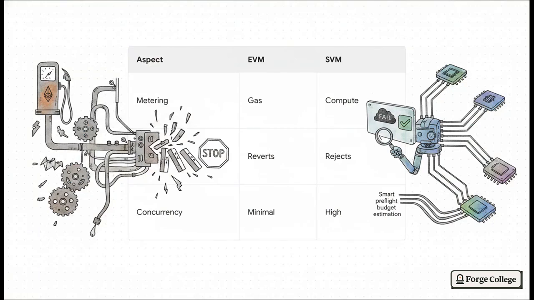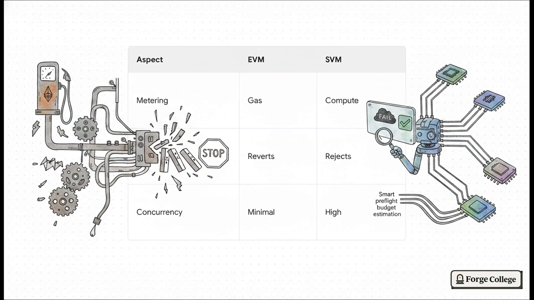Let's see how this builds into the economics of the system, because whether you're on a single-lane road or a huge multi-lane highway, somebody's got to pay for the infrastructure, right? Resource metering dictates how we account for the cost of execution so the whole network doesn't just grind to a halt. Think of this engineering spec sheet as your guide to failure modes.